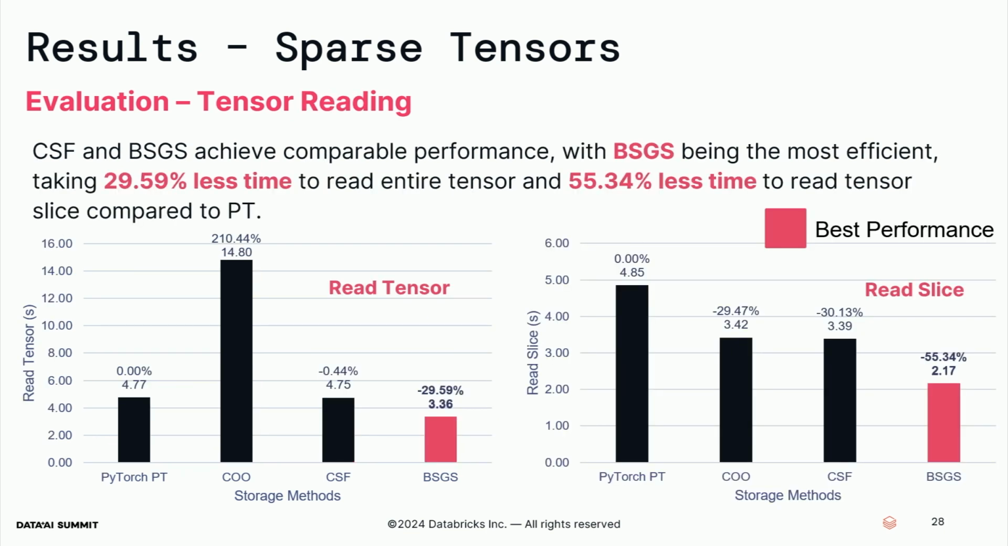For the tensor reading, CSF and BSGS still do great. And BSGS is the most efficient method. It takes 30% less time to read the entire tensor. And for reading part of the tensor, it's even more efficient. It saves 56% of the time.